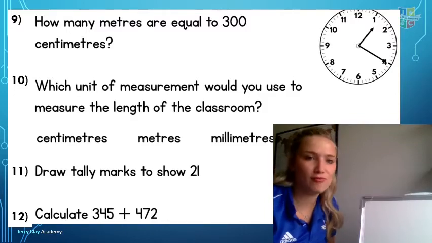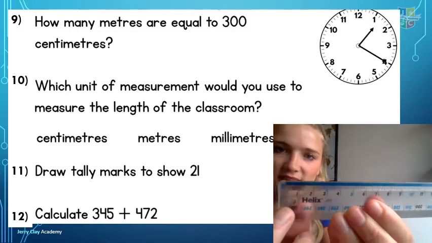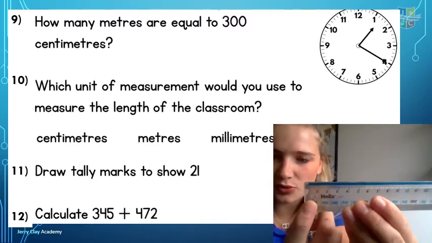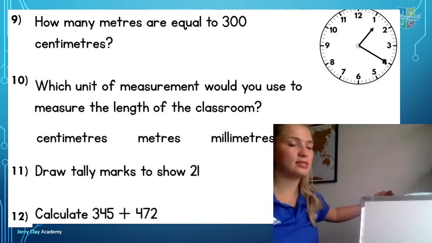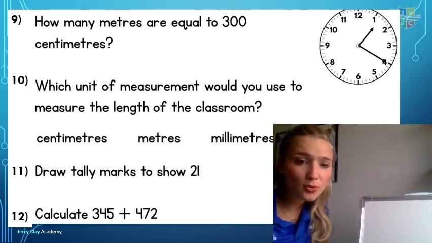Now remember, on your ruler if you have a look, each of these numbers here represent centimetres, the little lines between each one represent millimetres, and a metre would be about the length of your arms if you stretch them out. So think about which unit is going to be most appropriate.